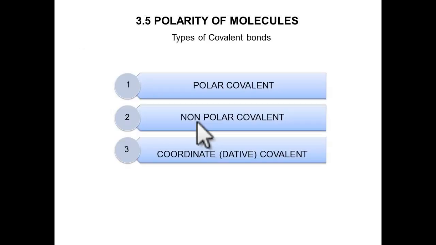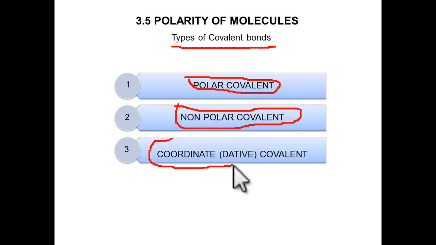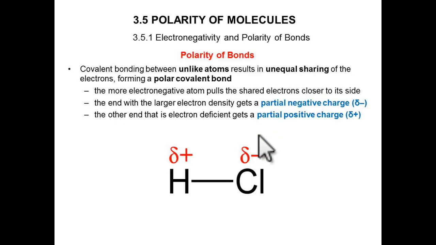So let's discuss. We will limit our discussions again. Let's refresh what we have learned so far. A covalent bond can be divided into a polar covalent bond and a non-polar covalent bond. Of course, the last will be the coordinate covalent bond, or dative covalent bond. Those are the topics that we will cover here. So let's start. What do I mean by a polar covalent bond? Remember, it is definitely a covalent bond.